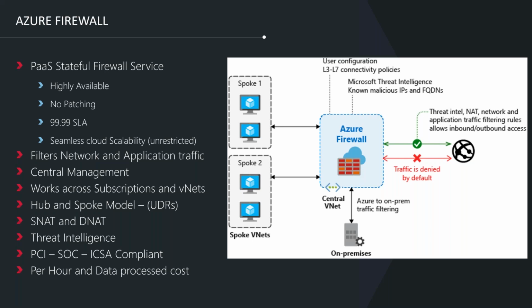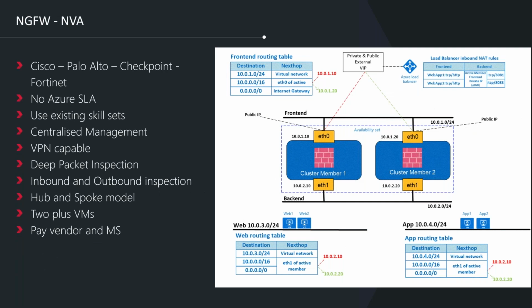Just to highlight, this doesn't have any VPN-based capabilities built into it. You have to use the Azure VPN separately to this. So unlike a third-party product, which may have a VPN or an endpoint built into it, that doesn't exist with this particular service. You have to put that in separately. And that neatly moves us on to a network virtual appliance or a third-party firewall service.